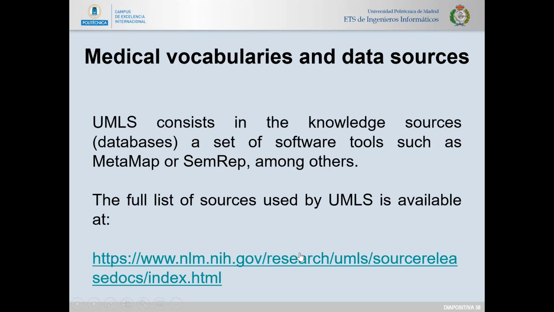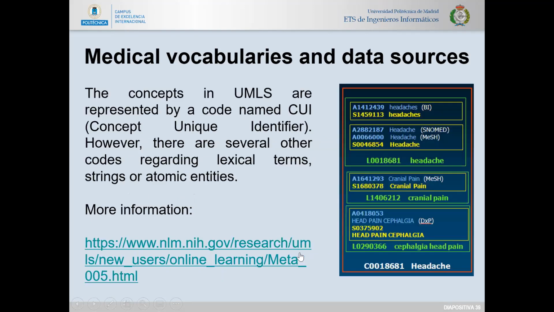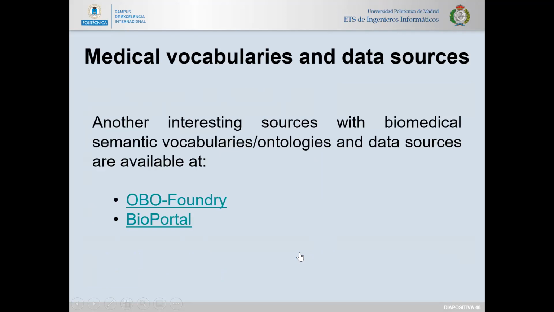So UMLS provides the relationships among them. Apart from UMLS as a compendium of vocabularies, there are other resources, for example software tools like MetaMap or cTAKES, that are really useful if you are dealing with medical data. Indeed, we will talk about MetaMap later. The concepts in UMLS are represented by a code, the Concept Unique Identifier, or CUI, that basically defines the concept. You have more information here.